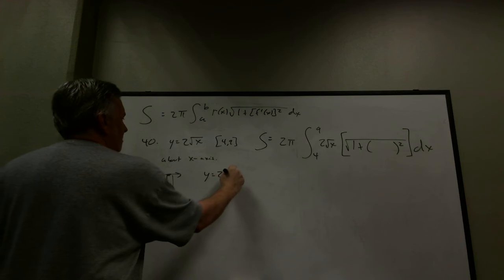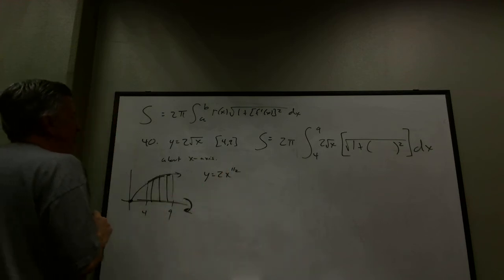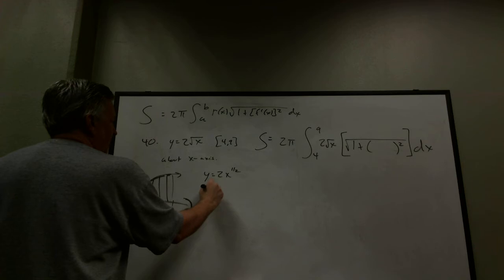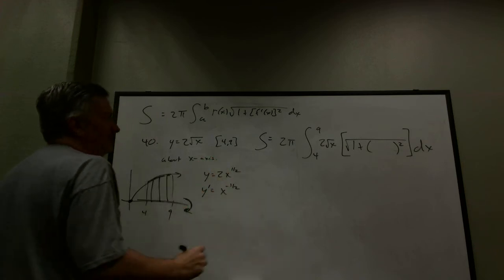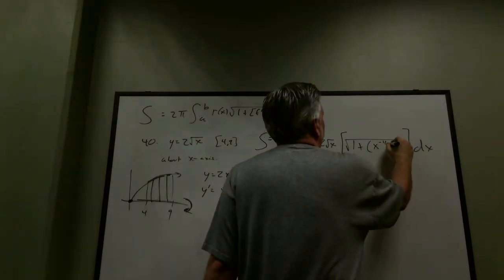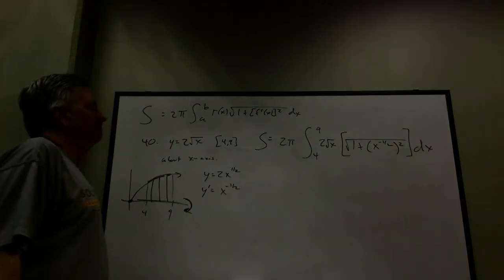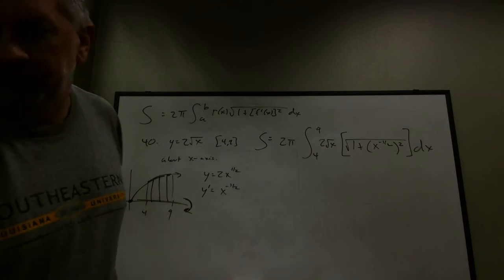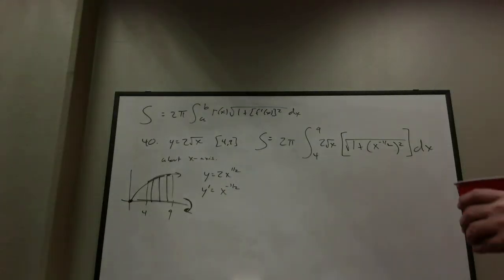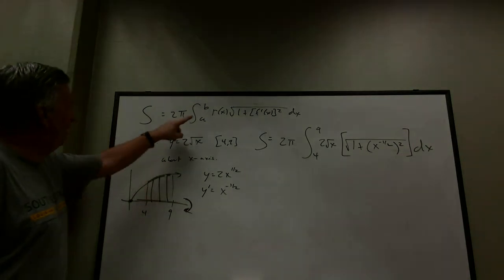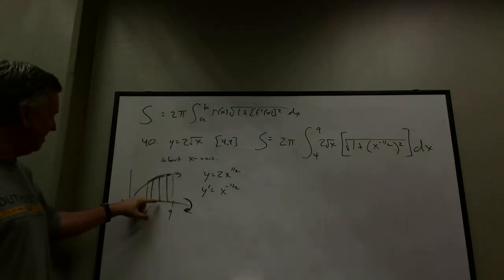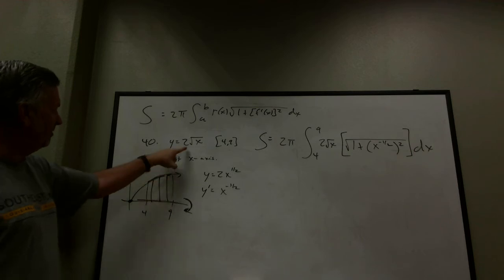Okay, so we just need the derivative. So y here is 2x to the 1 half, and I'm just rewriting that as x to the 1 half. And then y prime is, bring down the half, it's x to the minus 1 half, isn't it? Okay, so the setup here is not that hard. But again, I drew the picture to help me see what r of x was. R here is the distance from the curve to the axis you're rotating around. So that's just the y value, which is 2 root x.